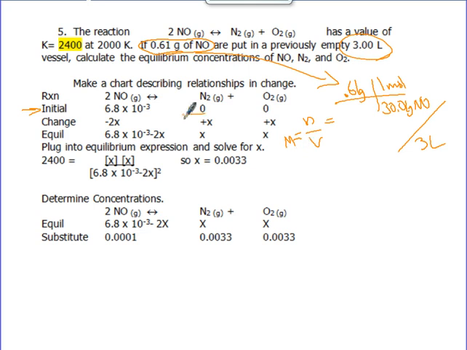Why are these 0? Let's read the question. It has a K value of 2,400 at 2,000 kelvins. If 0.61 grams are put into a previously empty vessel. Oh, so nitrogen monoxide was put into an empty vessel, so there is none of the products. So that's why. Change: well, we have to be losing reactants. We have to be making products. We can't lose what we don't have. So we have to be losing on the reactant side here. We're losing 2x worth because we lose 2 of these for every 1 of each of these we made.